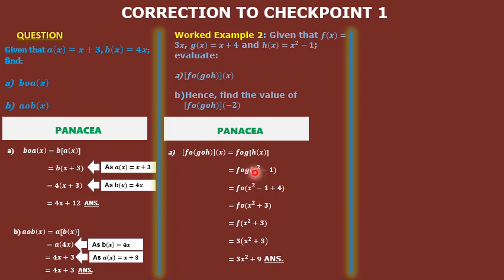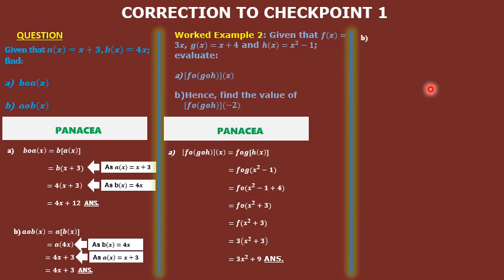Now, as for the question B, the question B says, hence, find the value of f of g of h of minus 2. Now, this is the composite function. And this composite function, we have simplified it to be what? 3x squared plus 9. So this of minus 2, it doesn't mean multiply it by minus 2. What it means is that whatever this composite function is, substitute minus 2 for the variable. The variable is what? x. Instead of x now, we substitute minus 2 to calculate that.